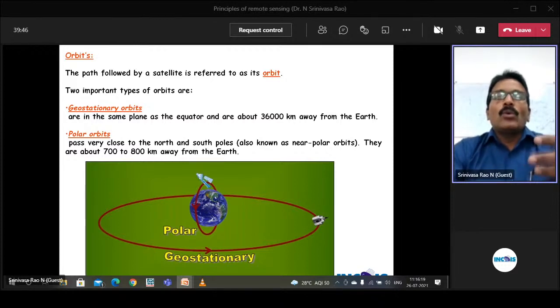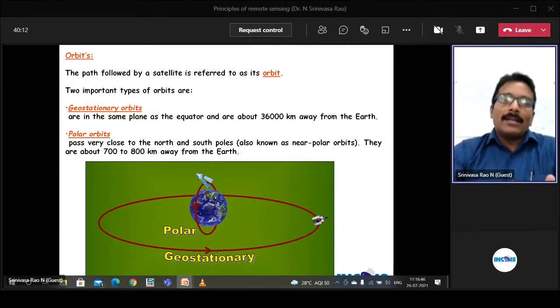That means we are going to place the satellite at a particular height, in an orbit. Generally, we have two options. Either we place our satellite in a geostationary orbit, or in a polar orbit. Why these two orbits? Why not one orbit? That is the fundamental question. Later I will explain this.